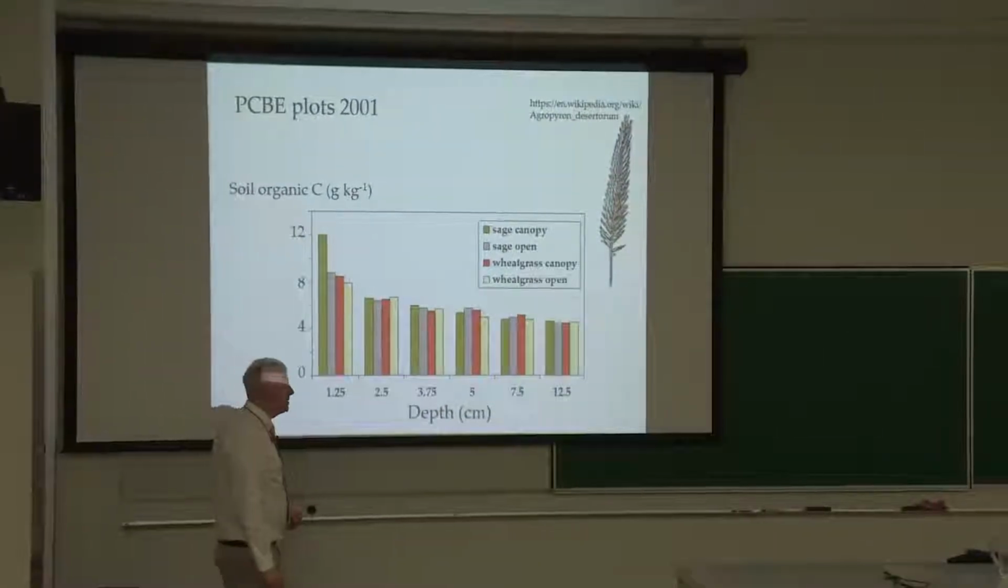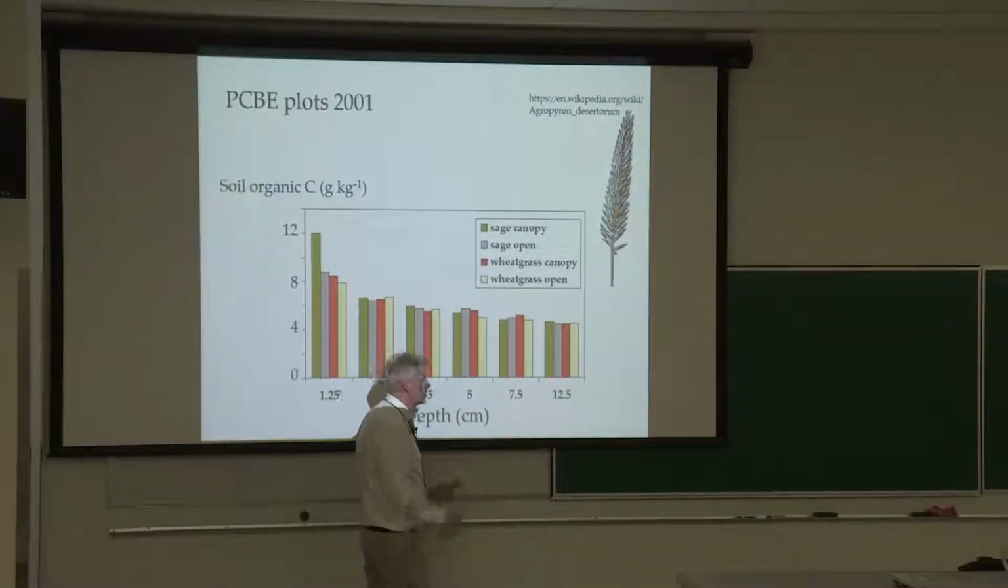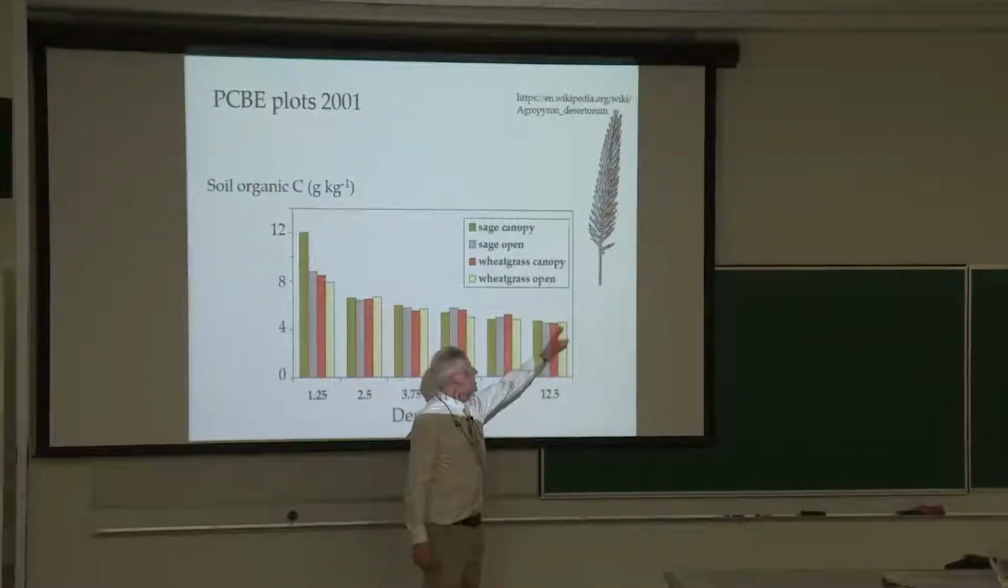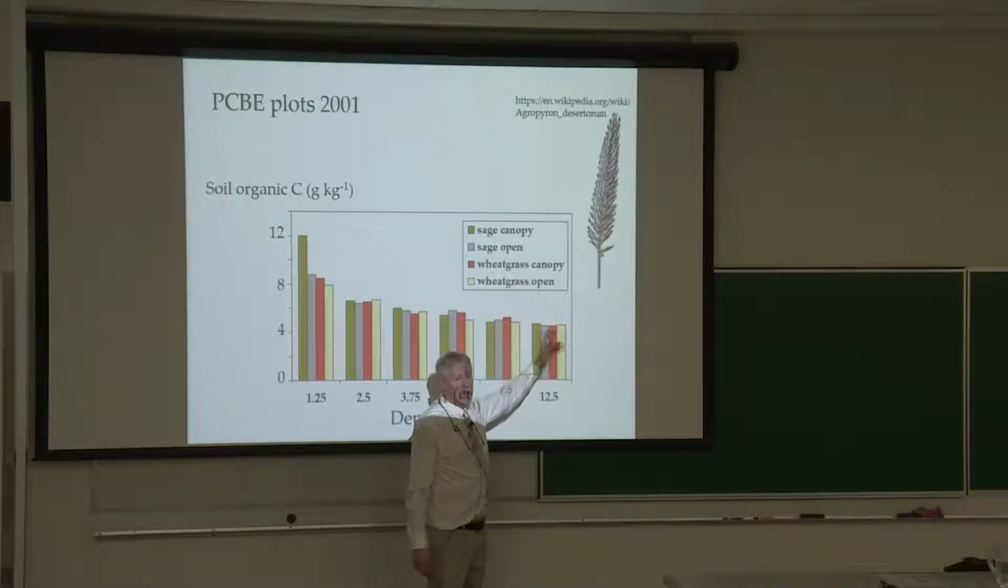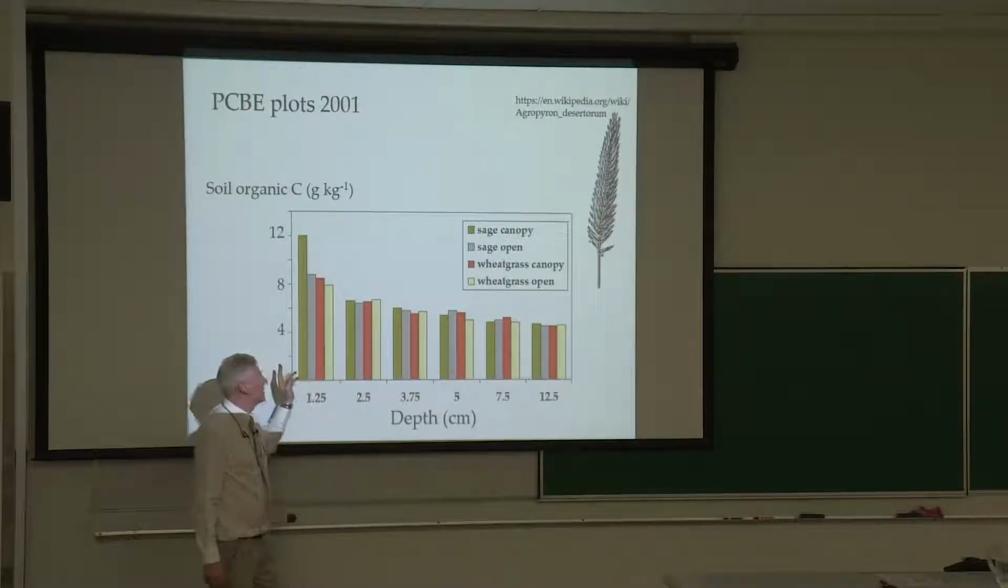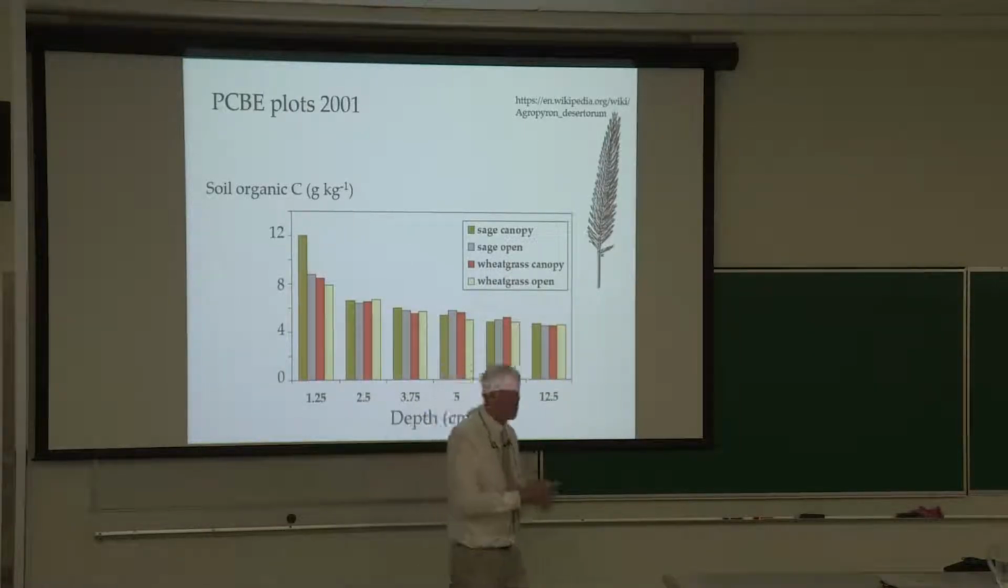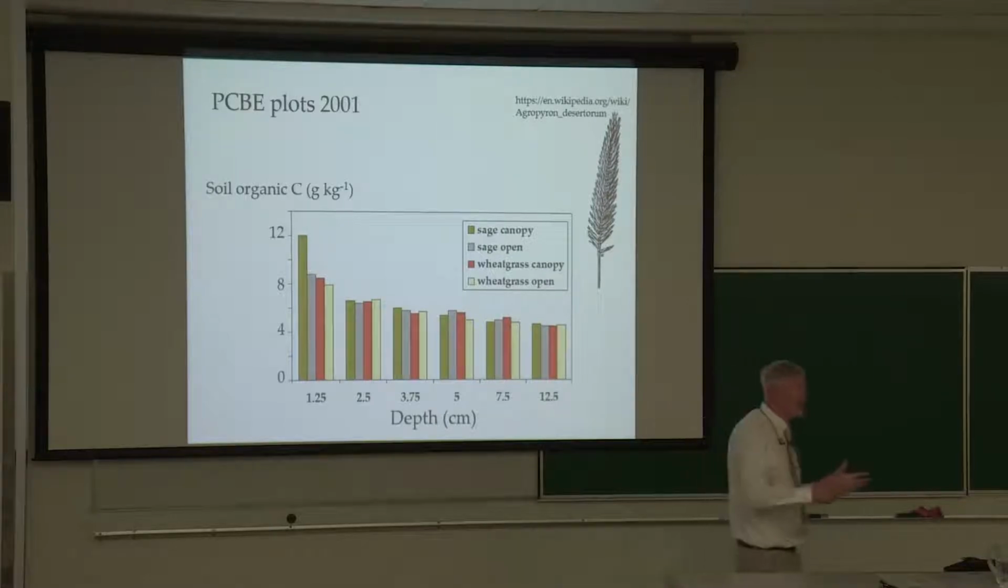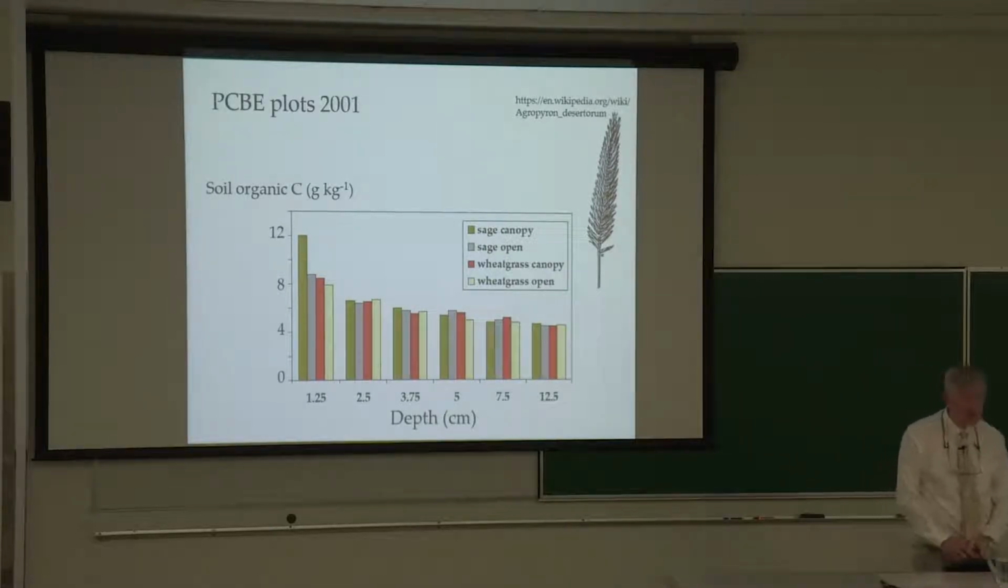And our baseline, the only measure I have, because I can't go back in time, but the only measure I have at the starting point, our best estimate would be about 5 grams per kilogram, from what we have at depth. So we've got a fair way to go. So we need to know, how far is that towards this conclusion? What's the situation in the mature sagebrush community?